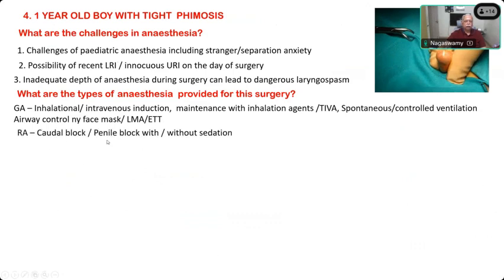Regional anesthesia: caudal block, penile block, with or without sedation. So older children, we can do it with penile and caudal block alone, and with quite a good rapport and comfort, we can keep them cooperative.